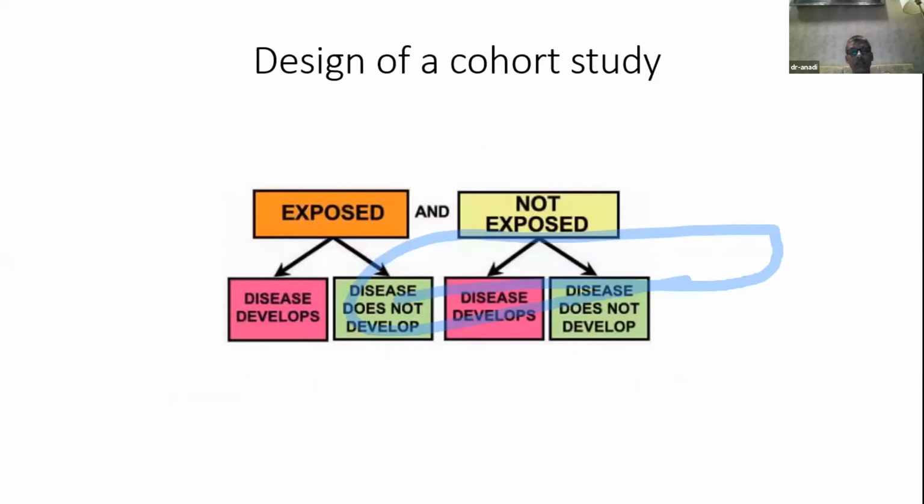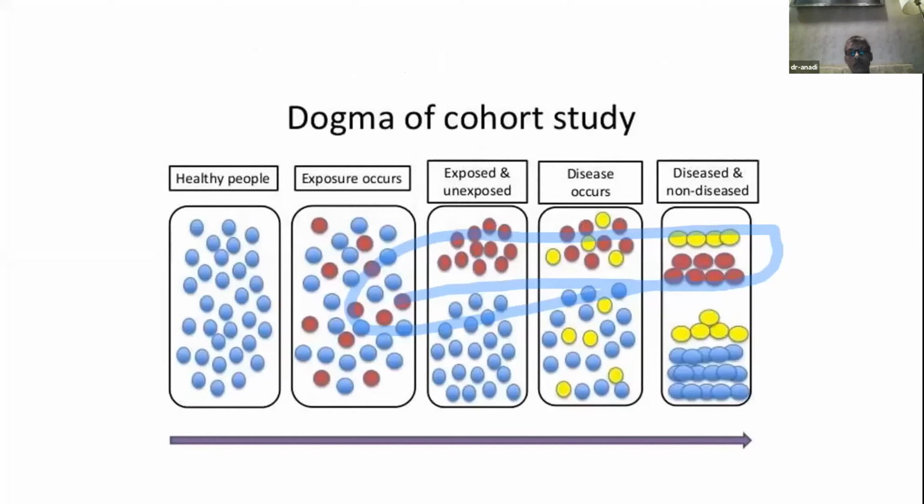So, same design. Exposed: disease develops, disease does not develop. Not exposed: disease develops, and disease does not develop. So, a 2x2 contingency table. So, the dogma of the cohort study: healthy people.